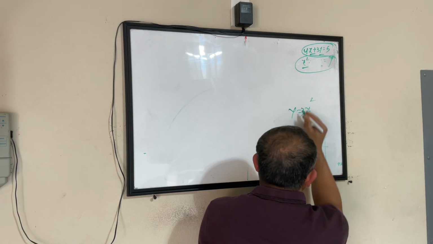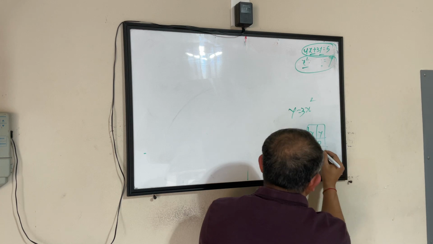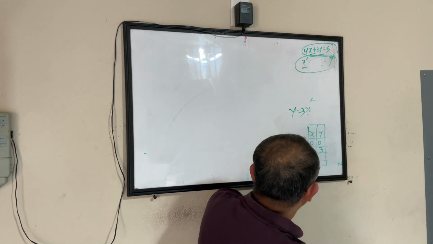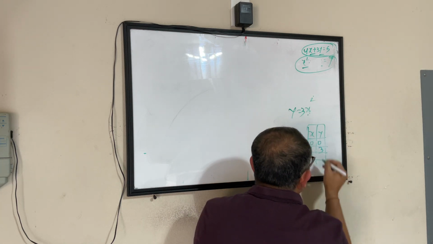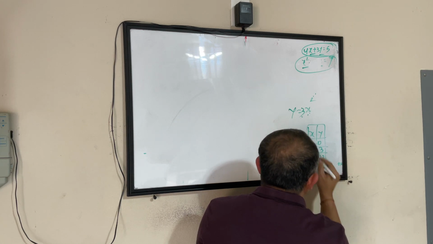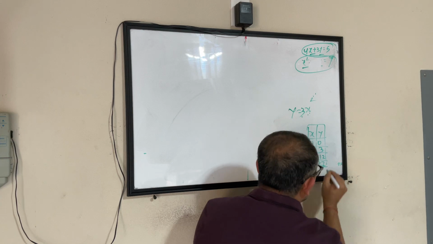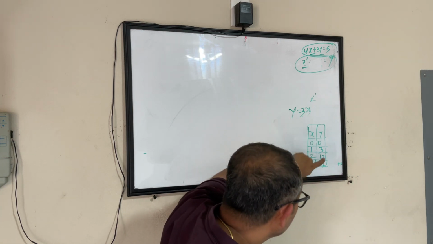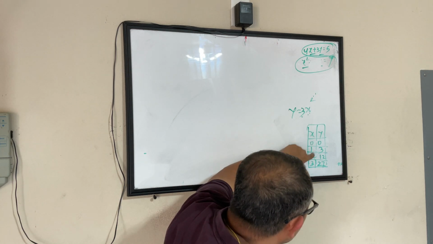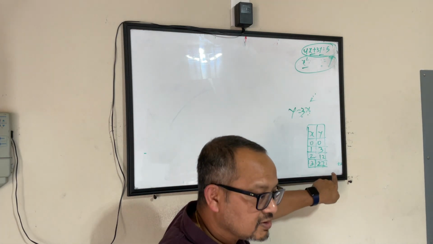When I say x equal to 0, both are 0. When x becomes 1, it becomes 3 into x square, so x equals 1 gives 3. When x is 2, this becomes 3 into 2 square. 2 square is 4, into 3, 12. When x is 3, y becomes 3 square into 3, 27. So look at how rapidly y is increasing. Here x is increasing by 1 unit and this guy is getting multiplied by 3 and even more.